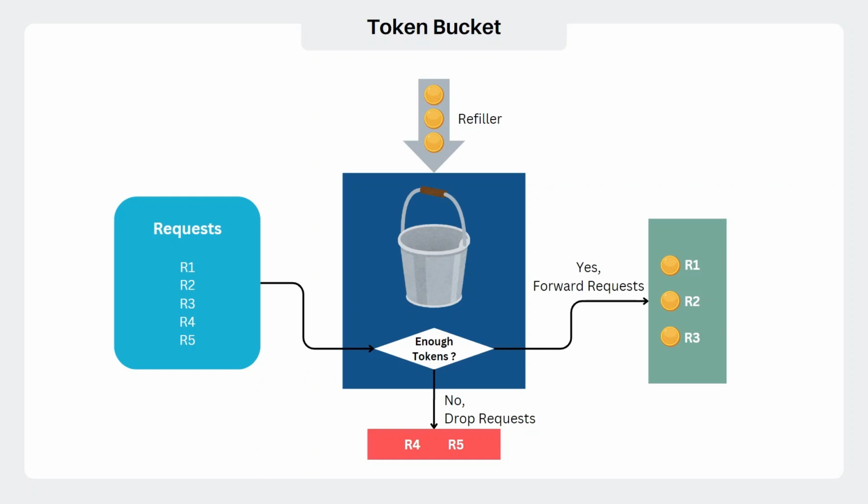You can see here the refiller as well, which contains three tokens. When 5 requests are sent, 3 requests get passed along with these 3 tokens, and thereafter the tokens become empty, resulting in dropping the remaining requests.